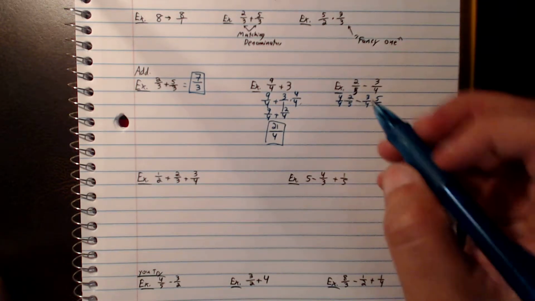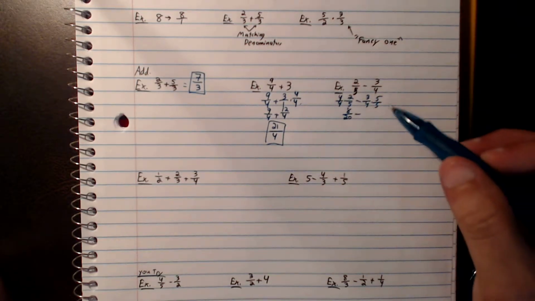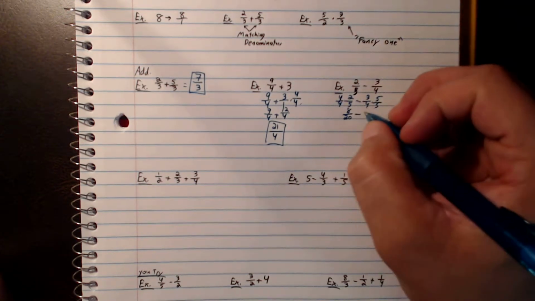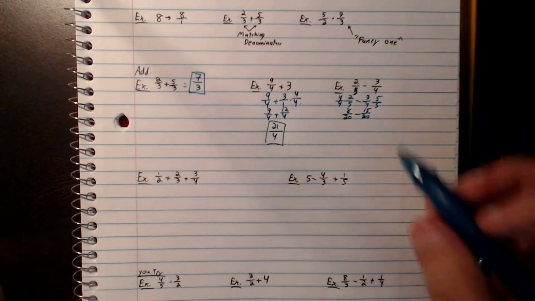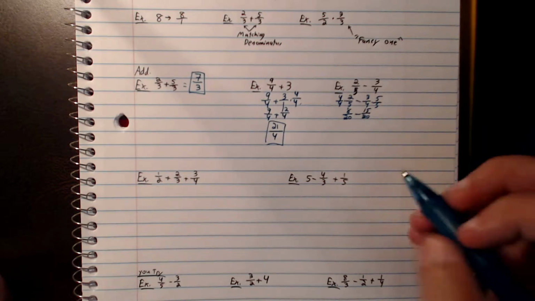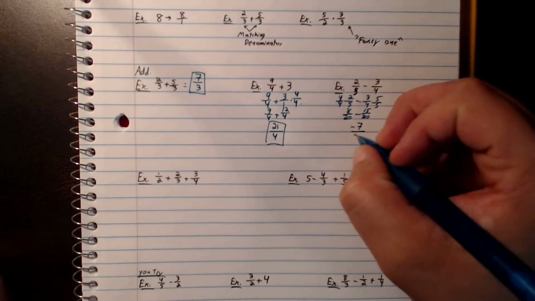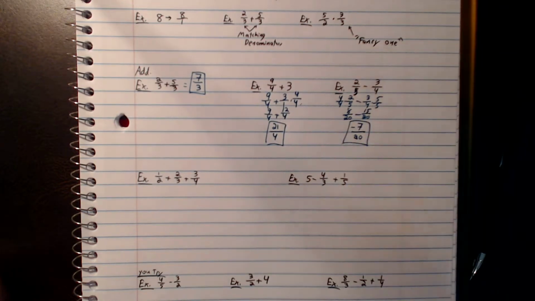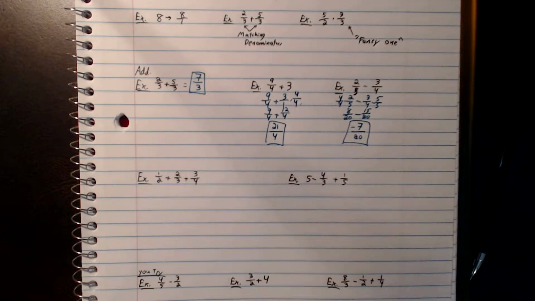So here we have 4 times 2, which is 8 over 20. And then we have 3 times 5, which is 15 over 20. And if I do 8 minus 15, well, that's negative 7 over 20. By the way, you could put that negative in front. I usually do, but it doesn't really matter in this case.